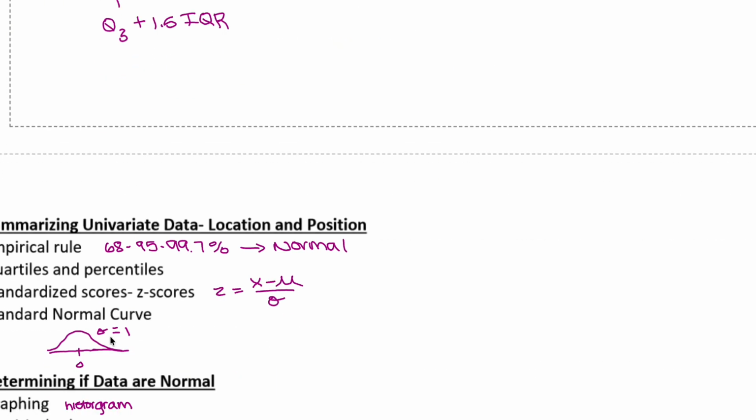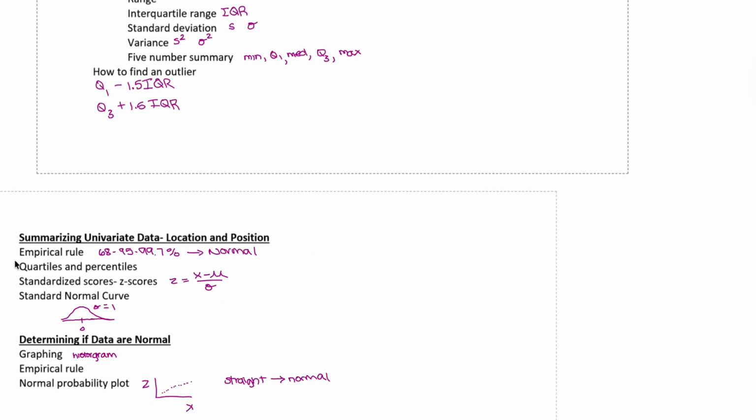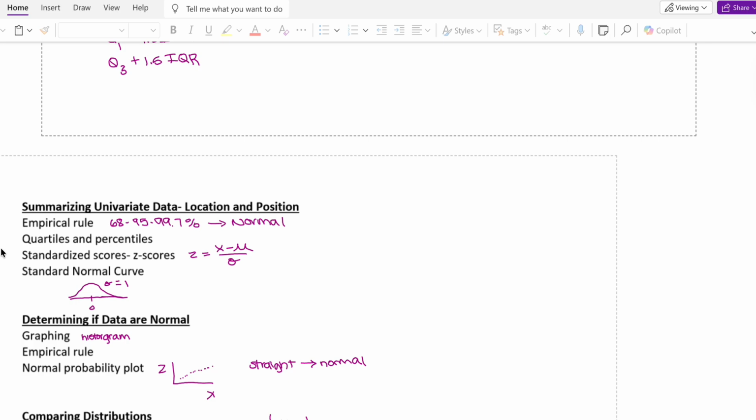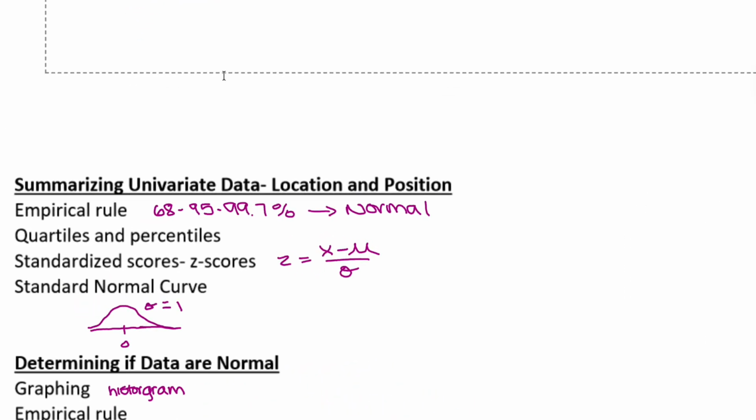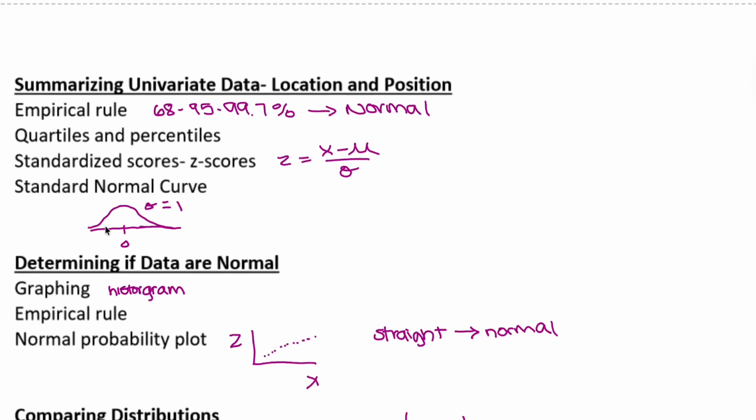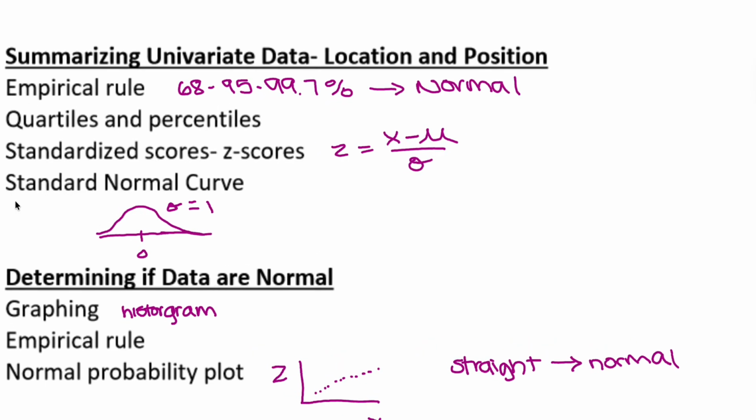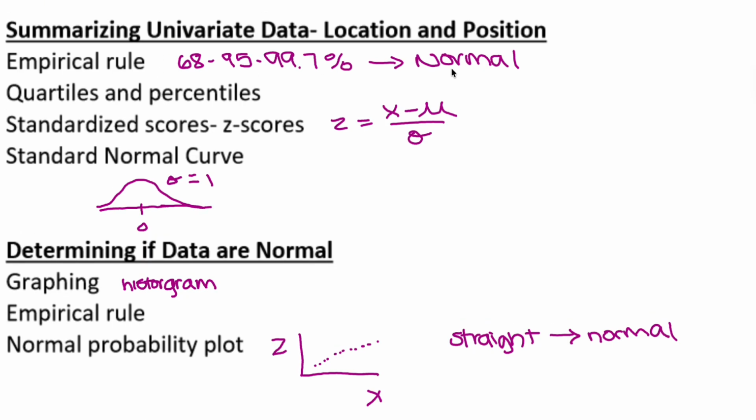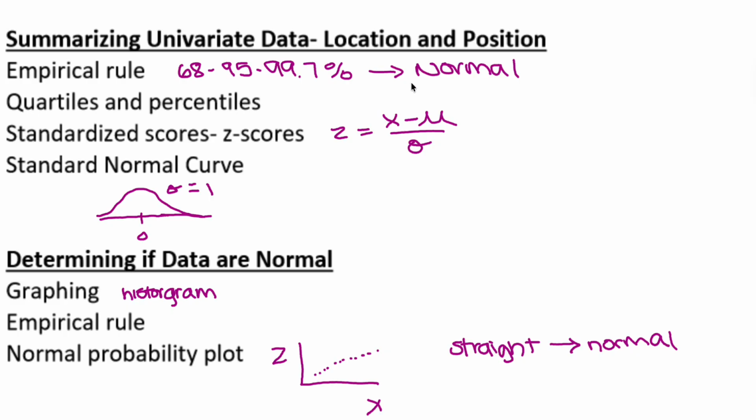Okay. So moving on to summarizing univariate data: location and position. Sorry, I was trying to adjust the screen right here. It was pretty tough for me to do that. Okay, anyway, we have several methods. The empirical rule, which is 68, 95, 99.7%. This is how it usually works on a normal curve.